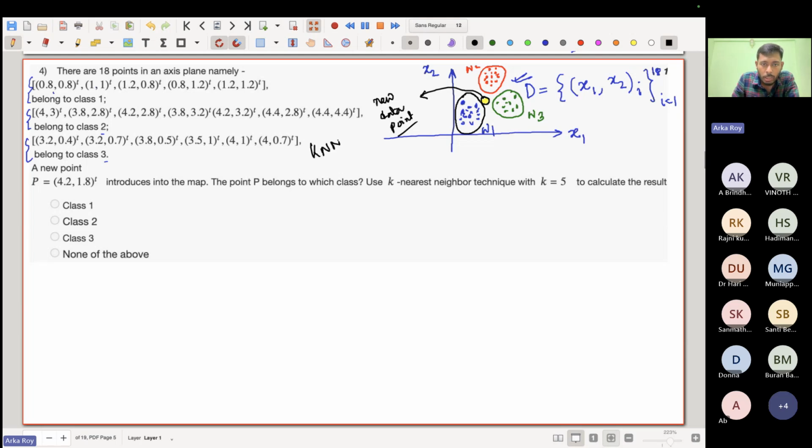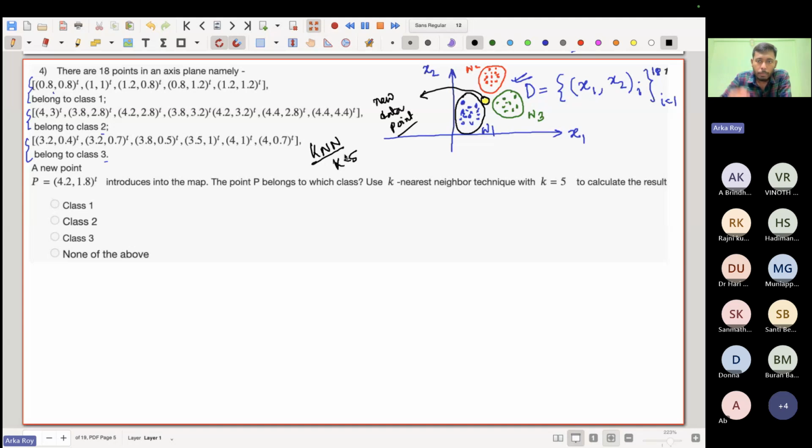So you have the algorithm called KNN, which is the k nearest neighbor algorithm. Where k is equal to 5, that means within the vicinity of this yellow point, you have to see the closest 5 points. Then based on the majority voting of the classes of the nearest neighbors, you have to decide whether the yellow point belongs to class omega 1, class omega 2, or class omega 3.